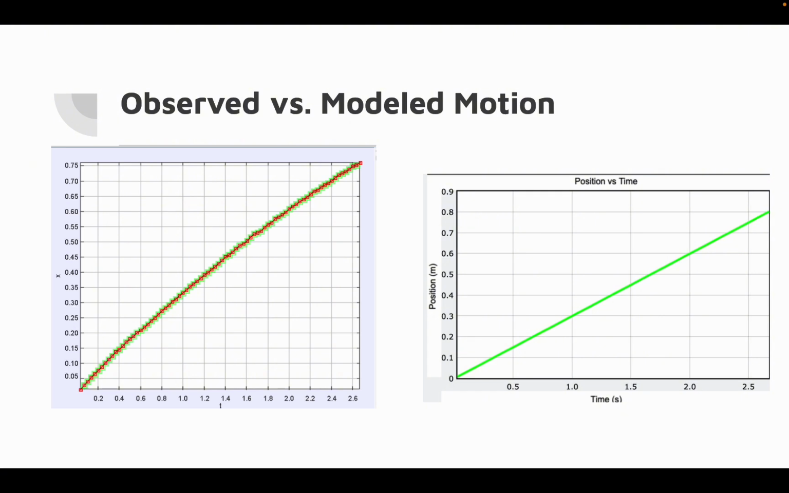Some similarities in the graphs are that both models depict the motion of an object over time, showing a relationship between position and time, which implies the fundamental concept of motion, displacement as a function of time, is consistent between the observed and modeled scenarios.